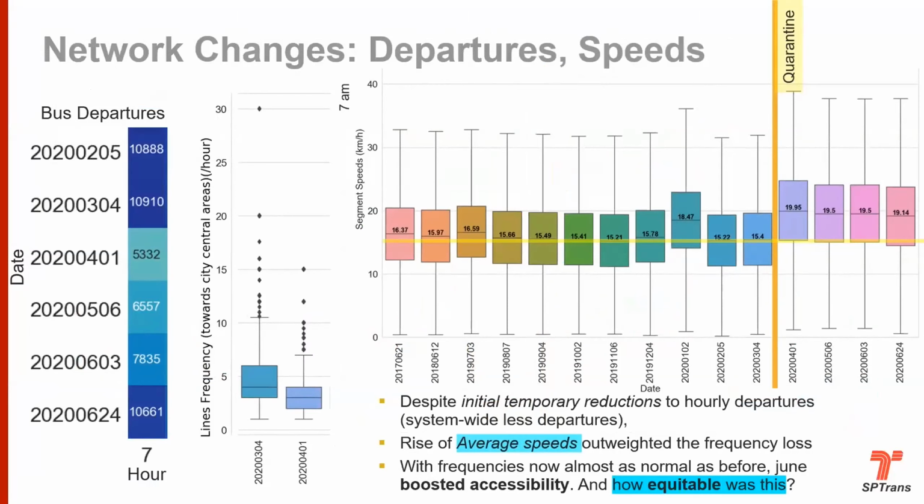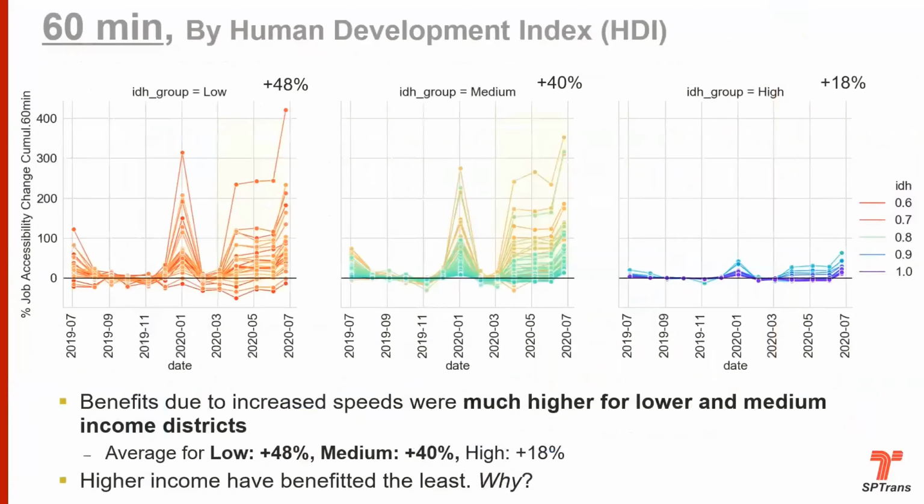This slide shows the distribution of this effect by city districts, split by Human Development Index. As we can see, benefits due to increased speeds were much higher for lower index districts with a plus 48% increase and medium index districts with a plus 40% increase. The spatial distribution will show why this occurred.